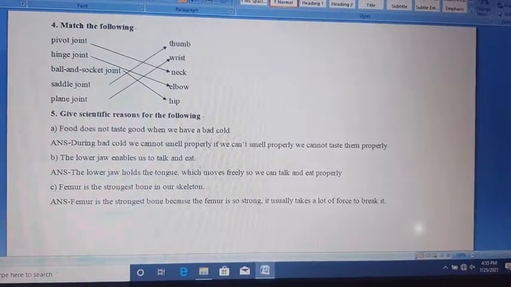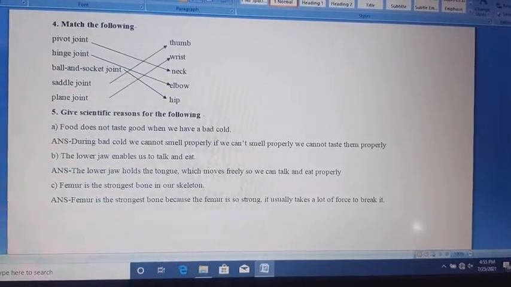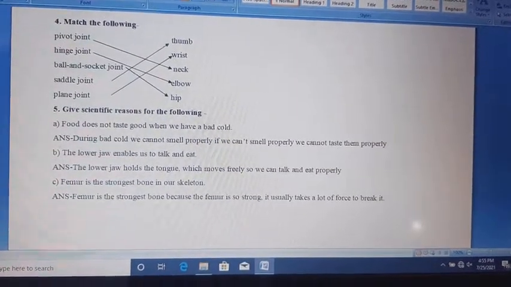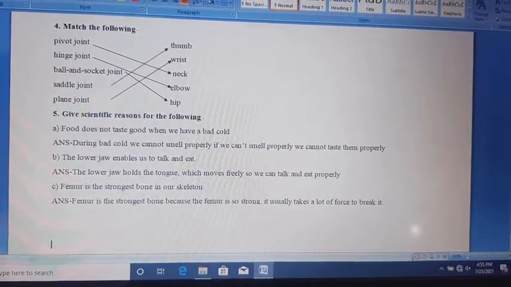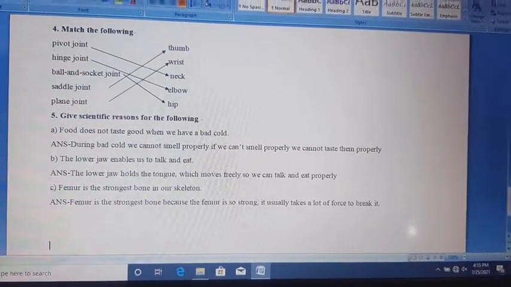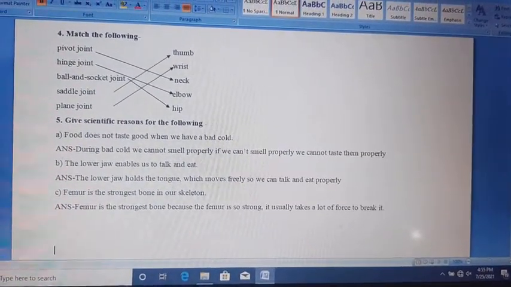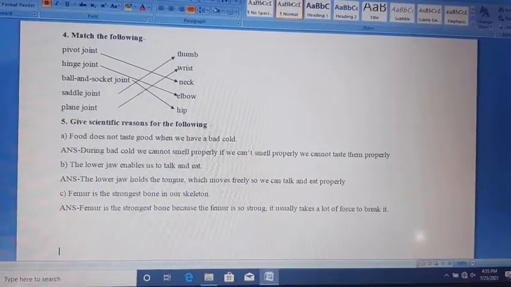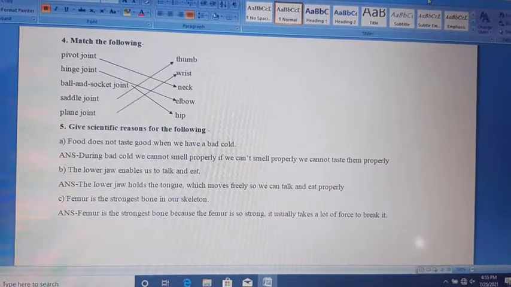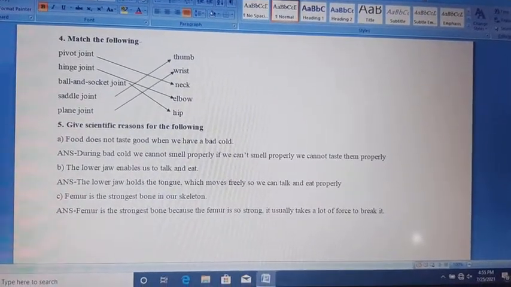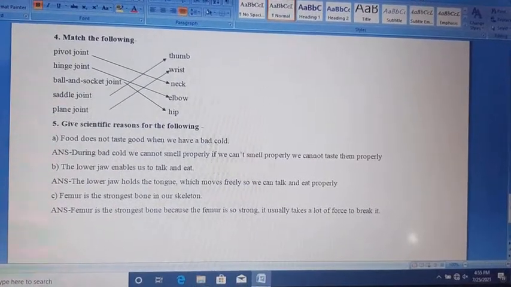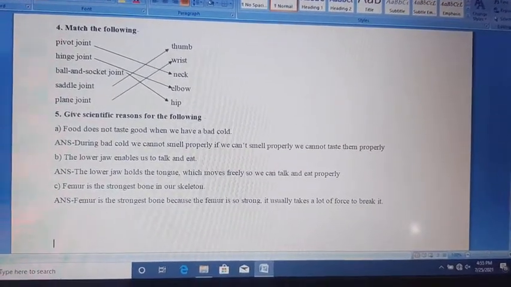B. The lower jaw enables us to talk and eat. Answer. The lower jaw holds the tongue which moves freely so we can talk and eat properly. C. Femur is the strongest bone in our skeleton. Answer. Femur is the strongest bone because it usually takes a lot of force to break it.